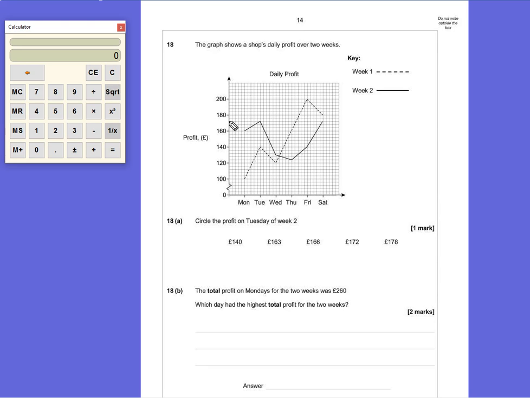164, 68, 72, 76, 180. So if every line is equal to £4, there'll be 1, 2, 3, that's 12. So we have 164, 168, £172 profit.